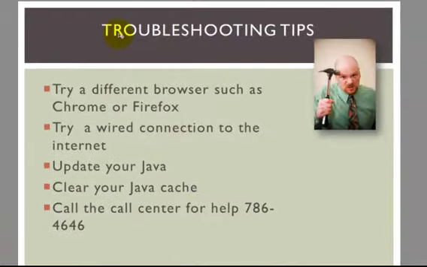The last thing I want to show you is some troubleshooting tips in case you have any trouble getting into a Collaborate session. You can try a different browser or try to connect directly to the internet rather than using Wi-Fi. You also may try updating or clearing your Java. You can always call the call center at UAA for help at 786-4646.